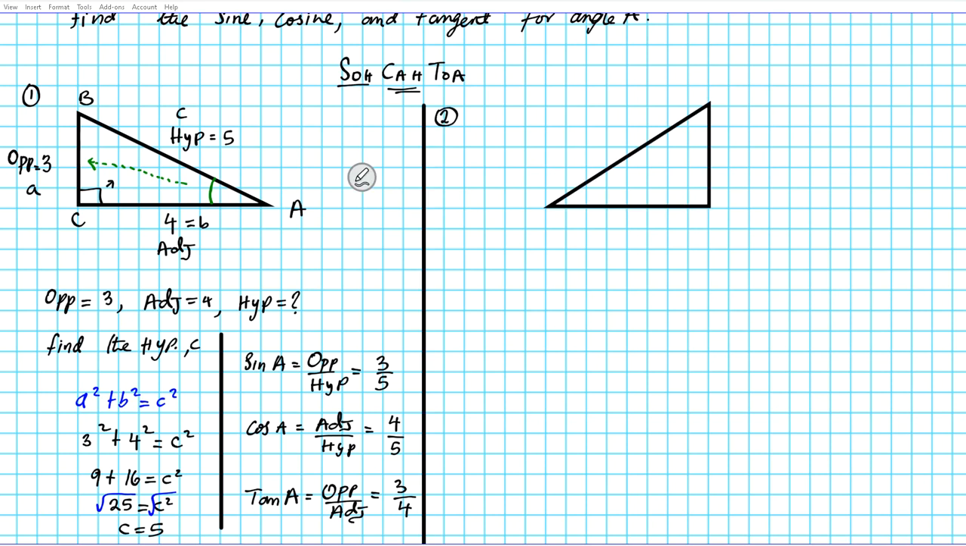All right, let's take a look at question number 2. So for number 2, let's say we have a situation where we have, this is A, B, C. And then this side is root 41. And this side is 5. So we have to find all 3 trig ratios for this triangle for angle A.